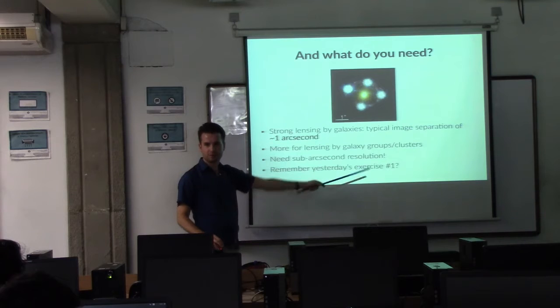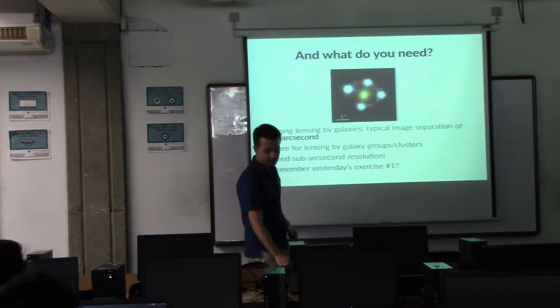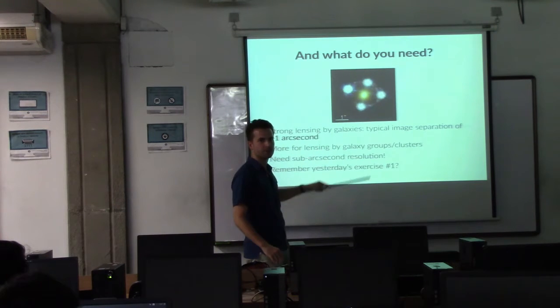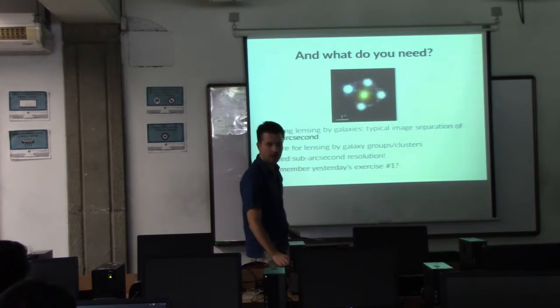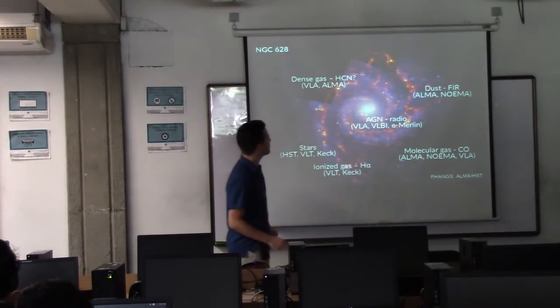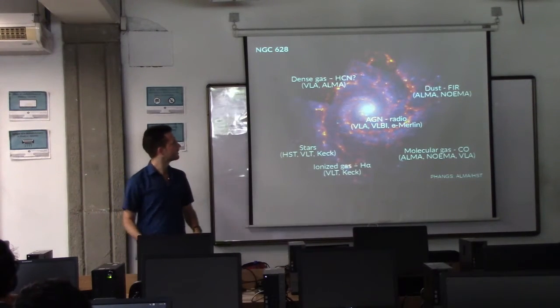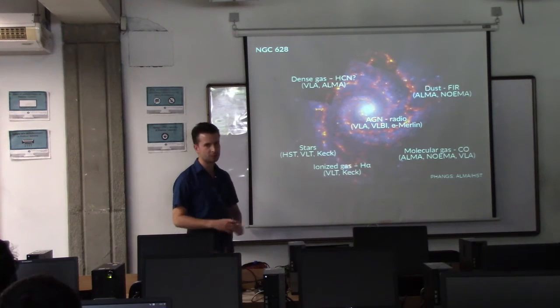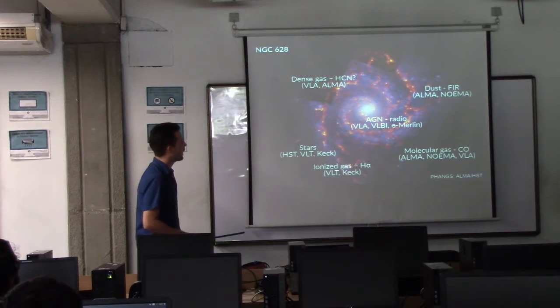Yesterday's exercise number 1, where we derived the resolution of different telescopes, gives you some idea whether we can use them for this purpose or not. And the point is, most of them can do it. So what can we study in the source? This is a galaxy, NGC 628, a combination of HST and ALMA observations. So they have stars.